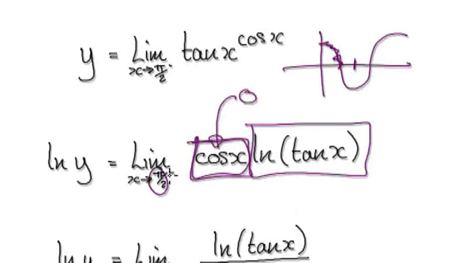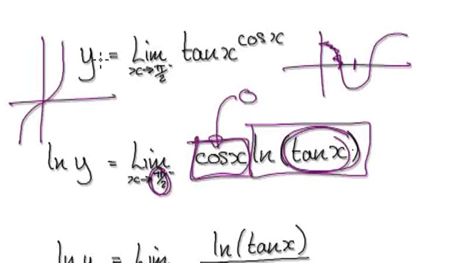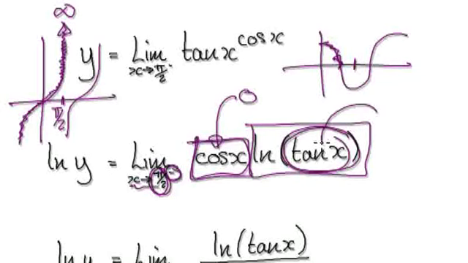Now, as you're heading towards pi over 2, let's look at this here. The tan graph looks like this. This here is pi over 2. So as x is heading towards pi over 2 from the negative direction, this is going to head towards positive infinity. So this thing here will head towards positive infinity.